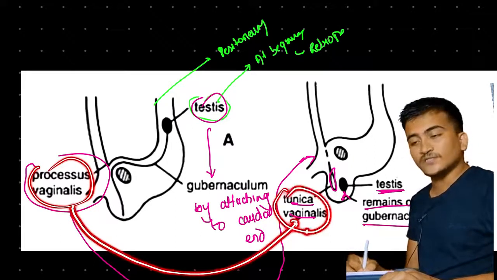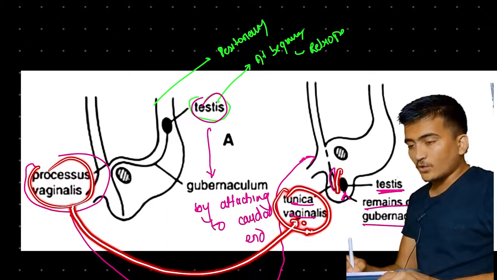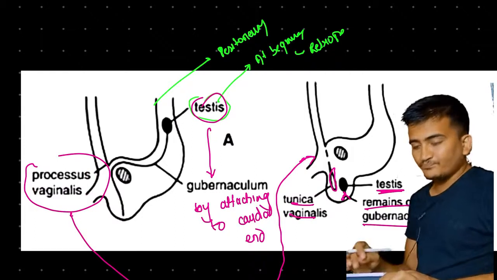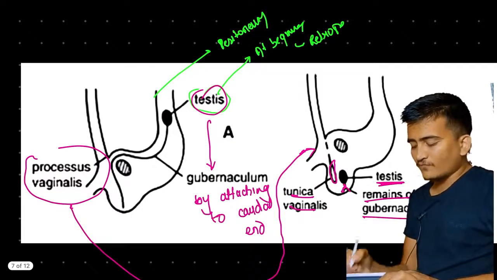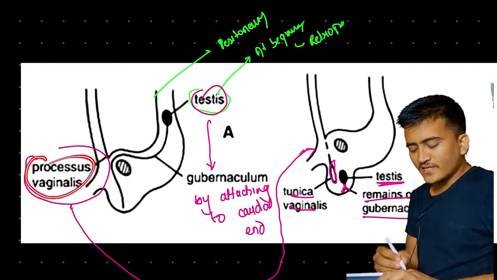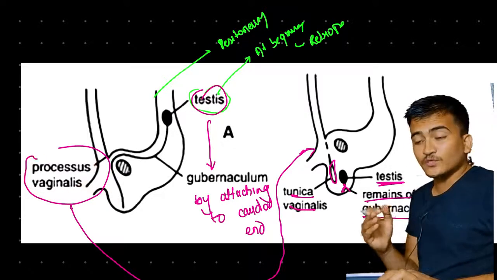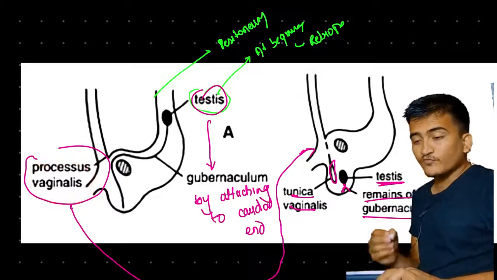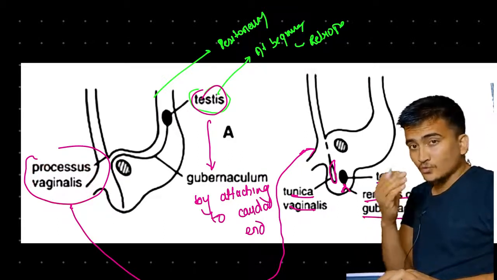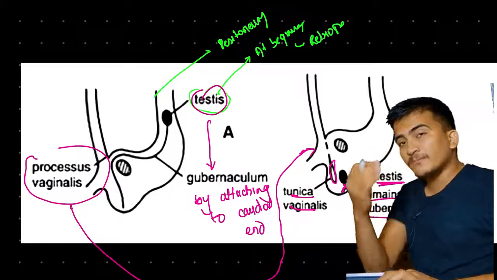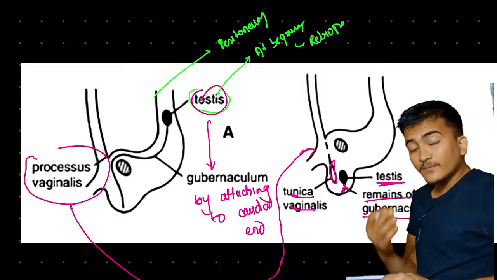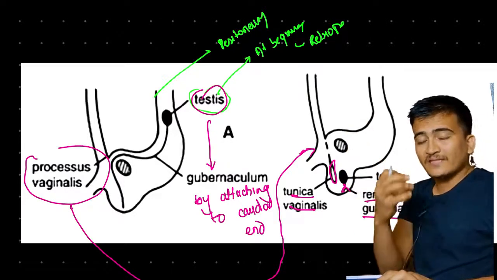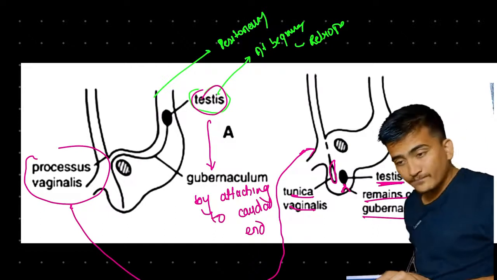We have discussed the tunica vaginalis earlier, and it will cover our testis. Now, if this processus vaginalis is not removed or obliterated, then what will happen? It will provide the means for continuation of the peritoneal cavity and the inguinal cavity, and because of this, the peritoneal structure would protrude, and that may give rise to a hernia, right?